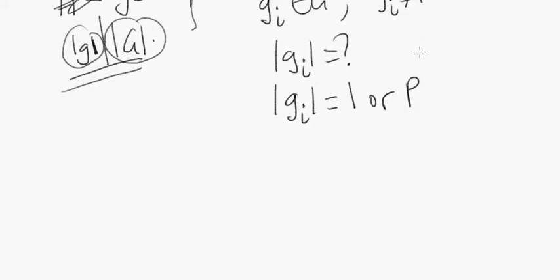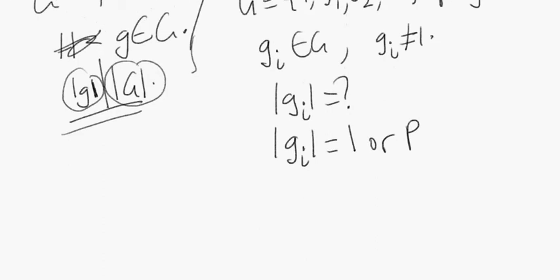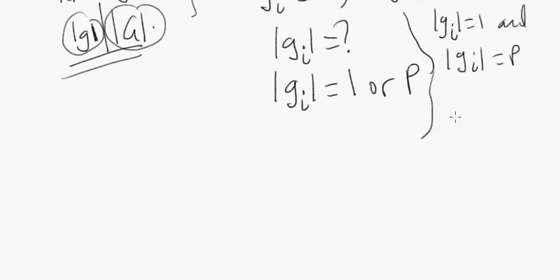If the order of g sub i is 1 or P, could it be both? What would it mean to say that the order of g sub i equals 1 and the order of g sub i equals P? Would that mean that 1 is the smallest power such that g sub i to the 1 equals 1, and at the same time P is the smallest power such that g sub i to the P equals 1? Is that possible? If the order of g sub i cannot be both 1 and P, what does that tell us? Does it tell us that the order has to be only one of these, and not both?